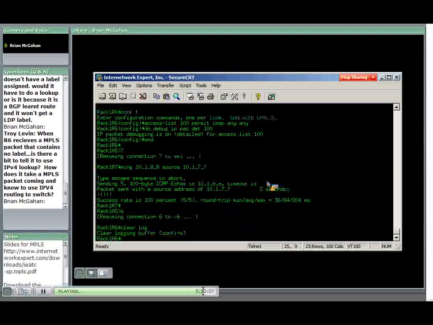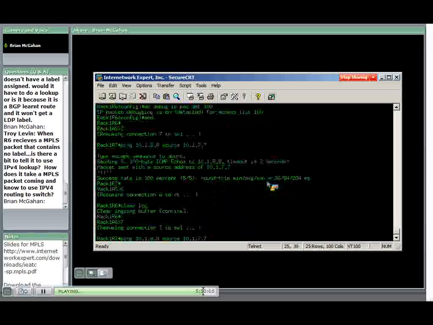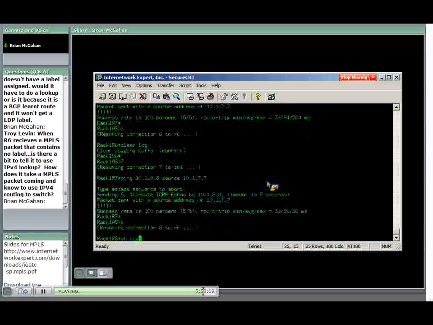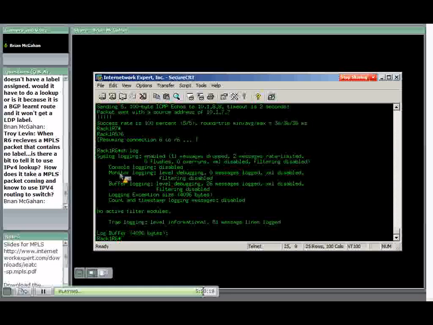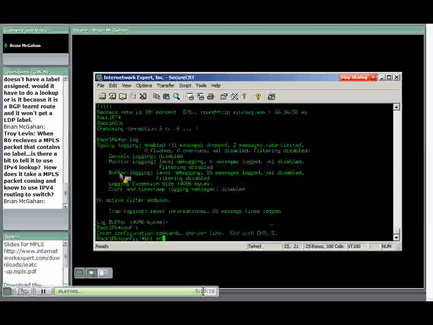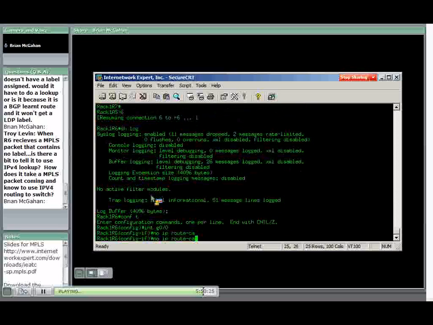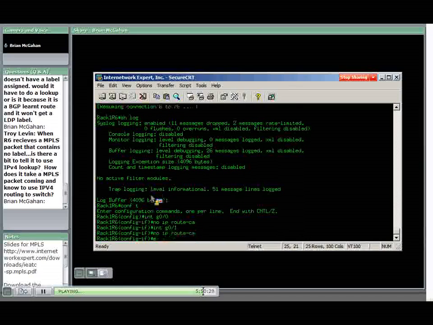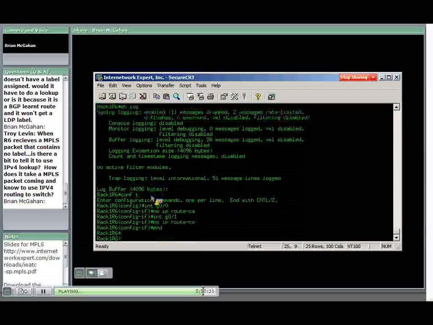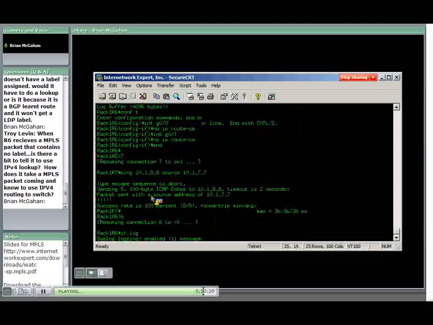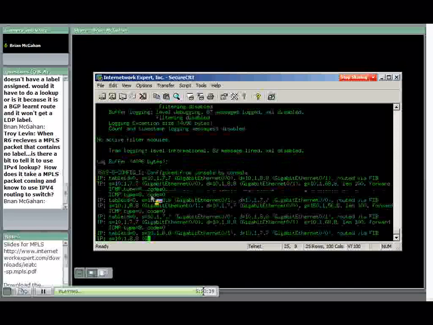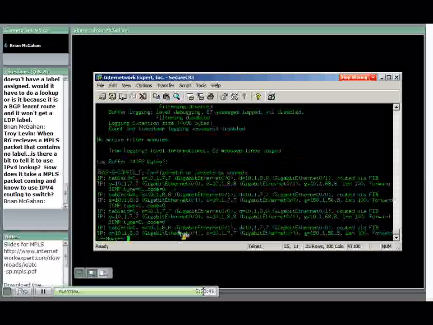Now if we look at the output on router 5, show log, we can see that we received a packet coming in Ethernet 0/0. This is the link to router 1. It was an MPLS packet. It had a label of 17. We switched it to Ethernet 0/1 and we are transmitting it with no label. Once the label disposition happens, it is sent down to the IP process. So we can see that router 5 now sees it as a packet coming from 10.1.7.7 going to 10.1.8.8.